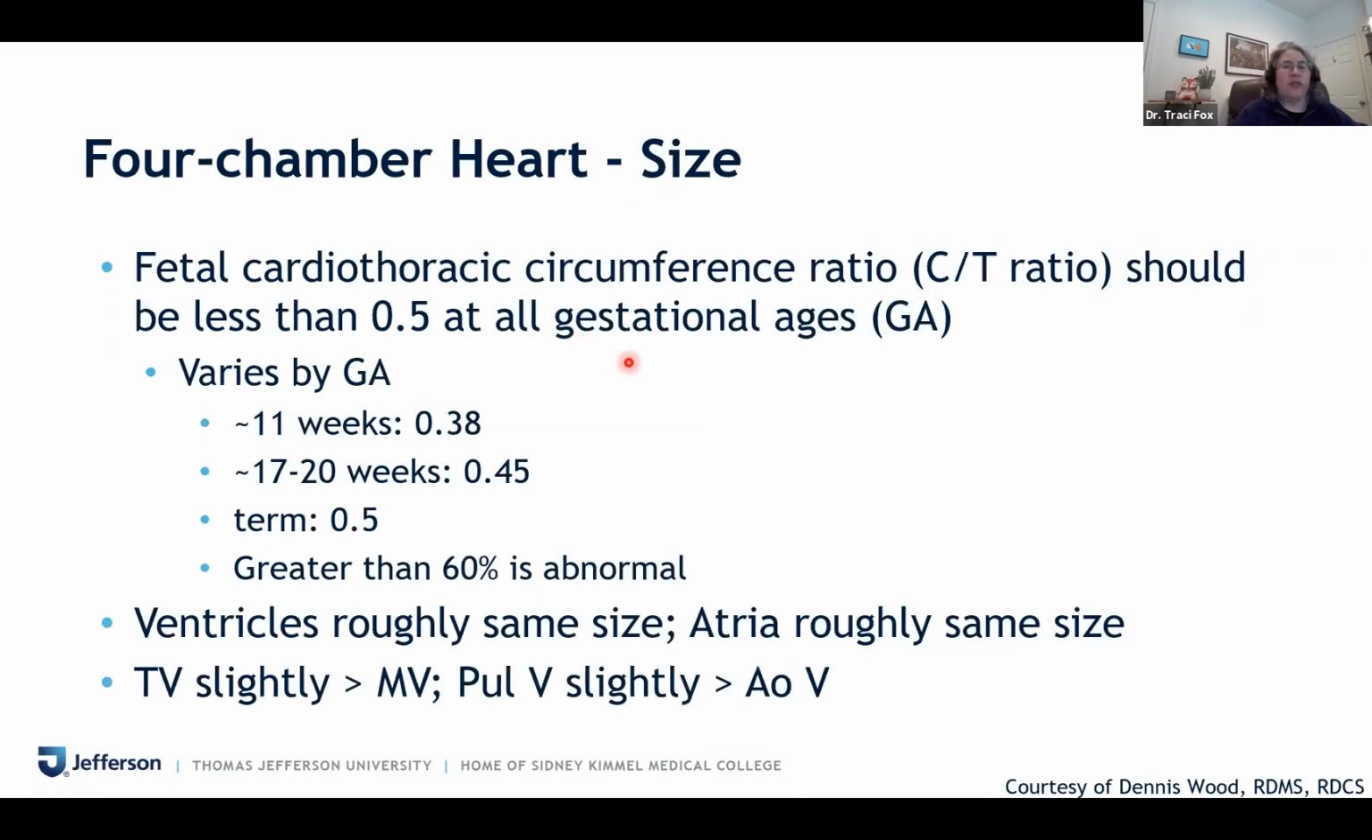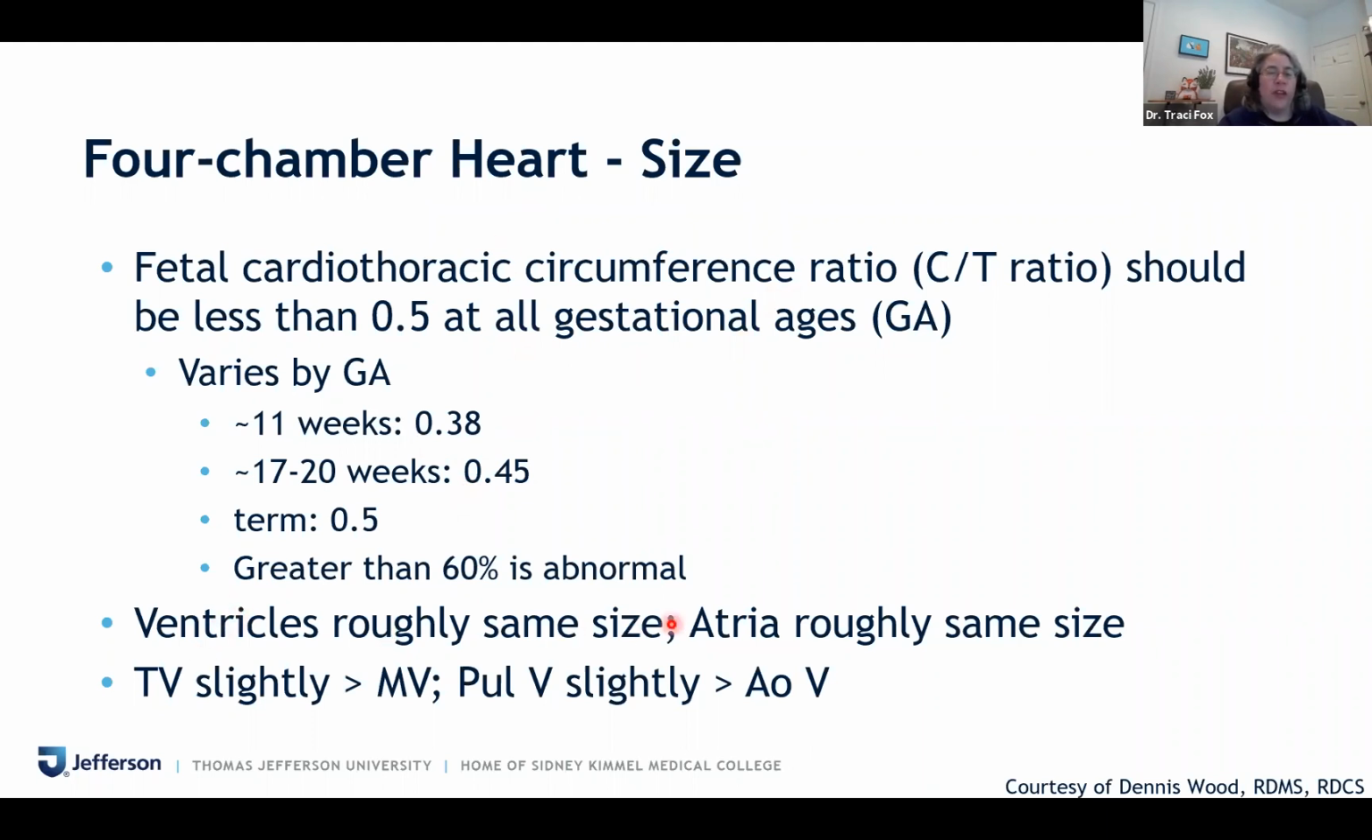As far as size goes, the cardiothoracic circumference ratio should be less than 0.5. If you get that little tickle in your head when you look at a 4-chamber heart and say something about the size doesn't look right, do a cardiac circumference and a thoracic circumference and do a CT ratio. And if it's greater than 0.6, it's definitely abnormal. It should be 0.5 or less at all gestational ages, although I give you some reference values here. But sometimes your eyeball catches the fact that it looks a little big. But if you're not sure, or if you're doing something like a hydrops or heart failure study, it's always a good idea to get a CT ratio.